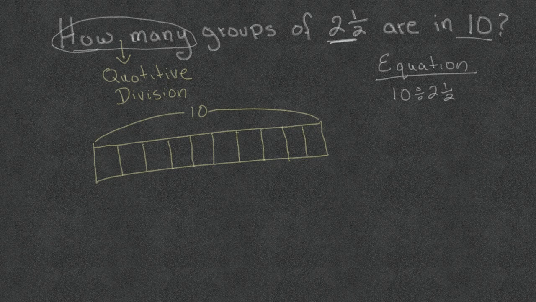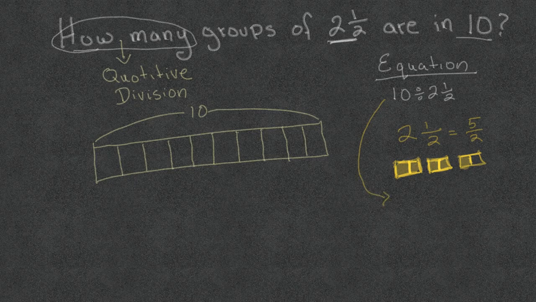Now, when I think about 2 1/2, I know that I can also think of this as 5 halves. So I'm going to take this equation and rewrite it. Instead of 10 divided by 2 1/2, I'm going to write it as 10 divided by 5 halves. To figure out how many 5 halves are in 10, I'm going to start off by taking each one of my whole pieces and showing where the half mark is in it.